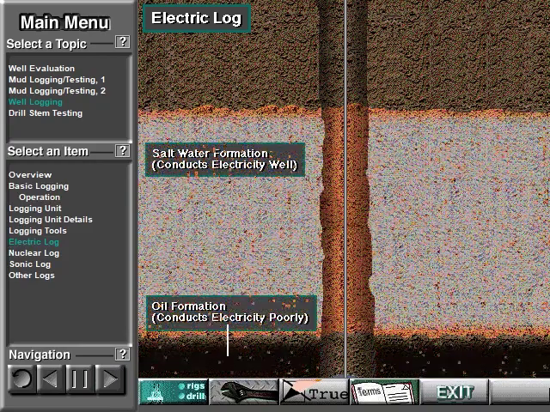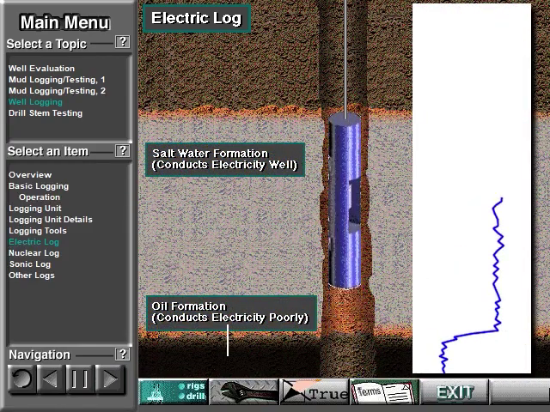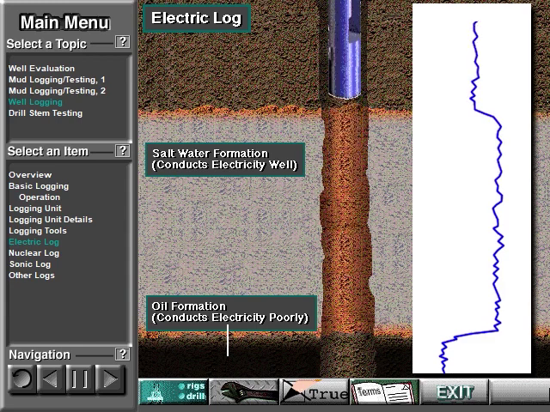A basic premise of the simplest electric logs is that salt water conducts electricity considerably better than oil. Thus, a formation containing oil deflects the log's curve different from a formation containing salt water.